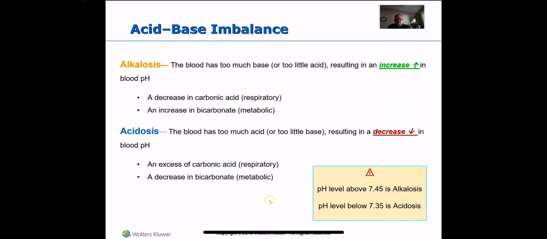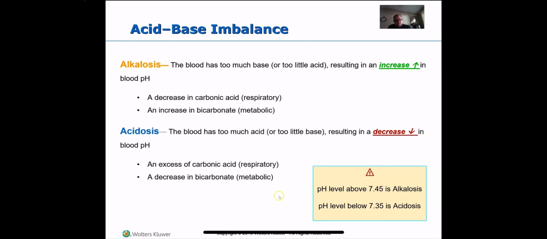So like I said, alkalosis: the blood has too much base and too little acid, resulting in an increase in pH, so a decrease in carbonic acid or an increase in bicarbonate. Acidosis is when the blood has too much acid, resulting in a decrease in pH, and this is where you have an excess of carbonic acid or a decrease in bicarbonate.